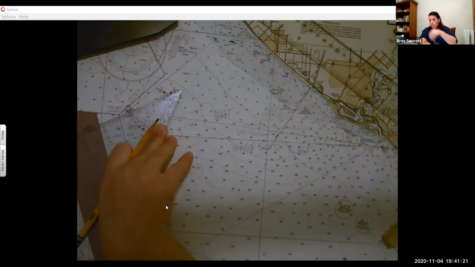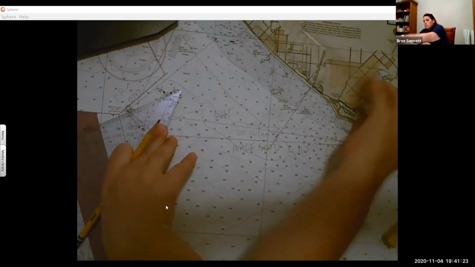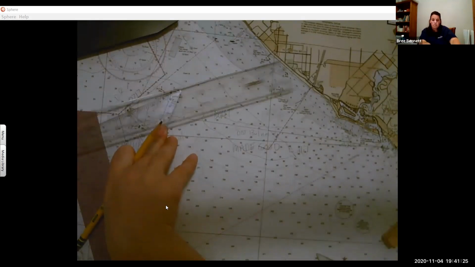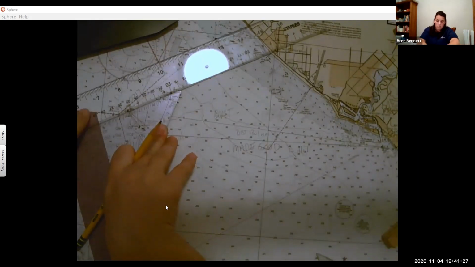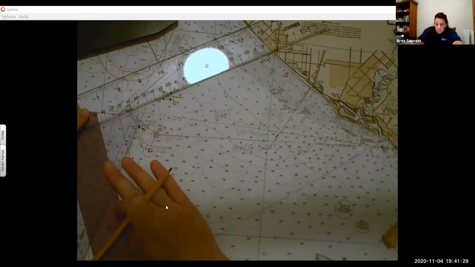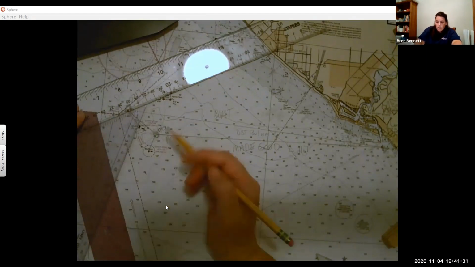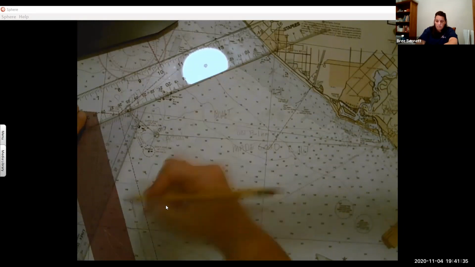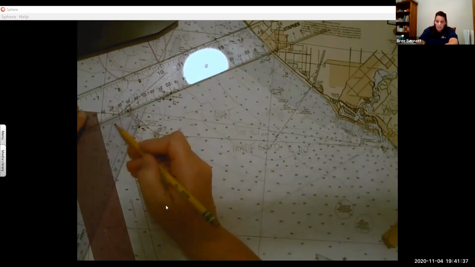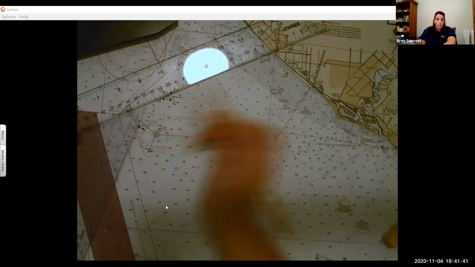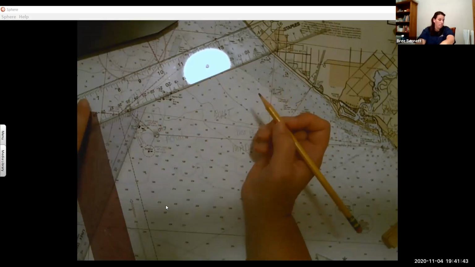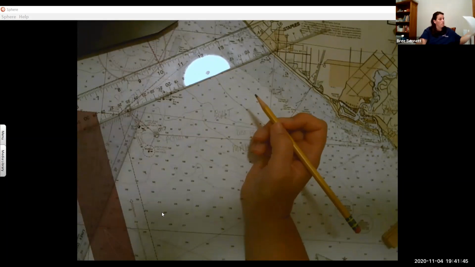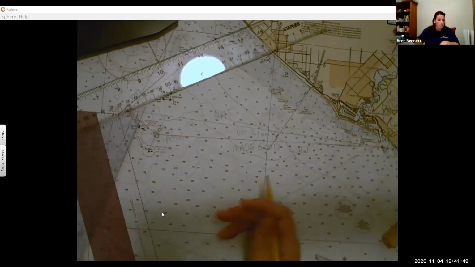Gonna need a ruler. Okay, so I know that it's pushing me towards the south, so I'm going to be somewhere around the south, and I got 197. All right, we got 197 checked out.